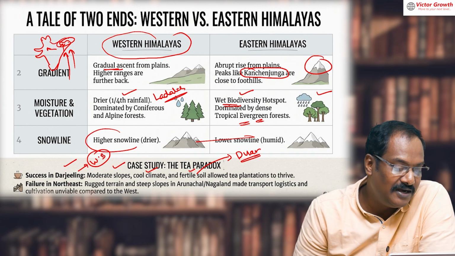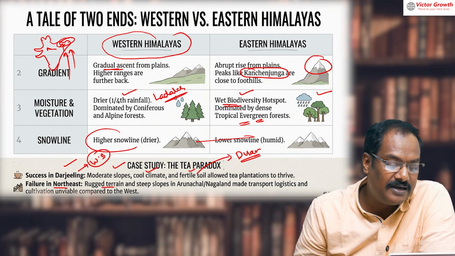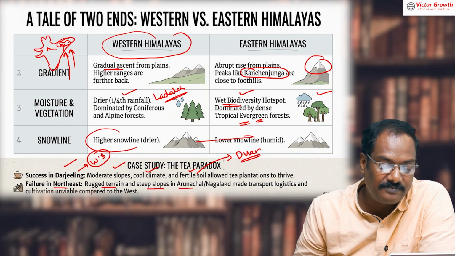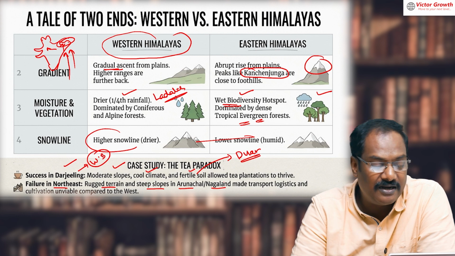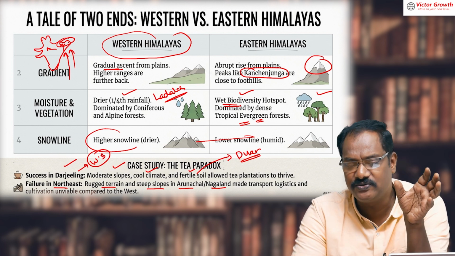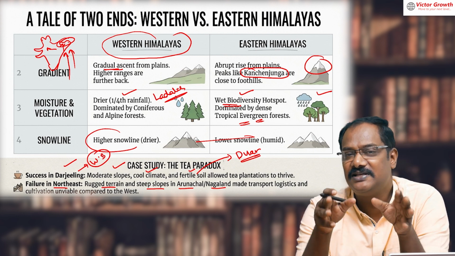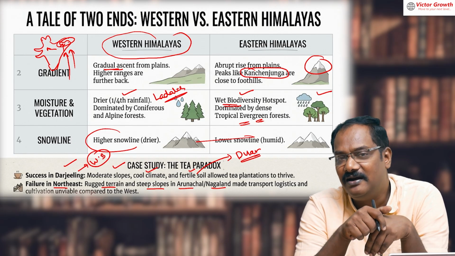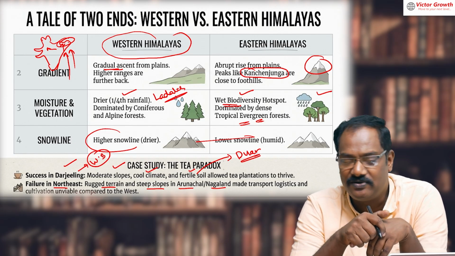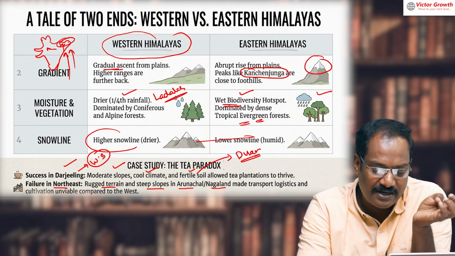Failure in the northeast: rugged terrain, steep slopes in Arunachal and Nagaland. Now that is a success story, but the failure is that the entire northeast is rugged. Railway construction and road construction are not easy. That is also part of this.